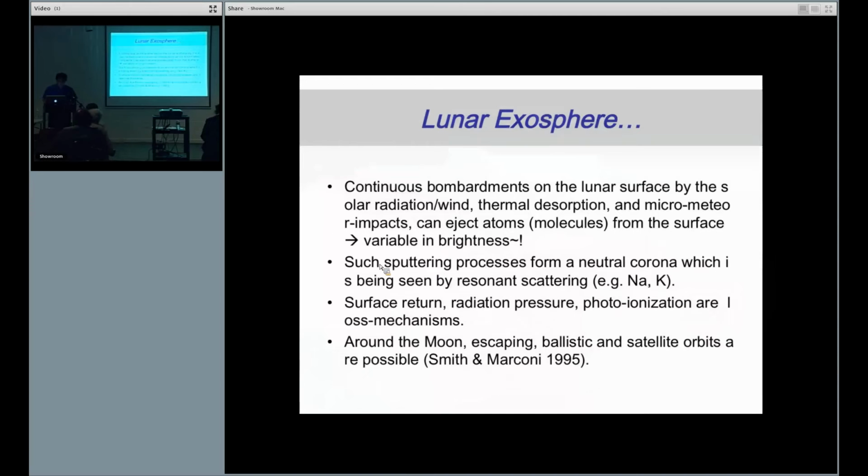As you may know, the lunar exosphere could be generated by the continuous bombardment of solar activities like solar radiation and wind, and sometimes by isotropic bombardment by micrometeoroids on the lunar surface. Such sputtering processes can form a neutral sodium corona, which is seen by resonant scattering of solar radiation. And there are three major loss mechanisms for the lunar sodium.